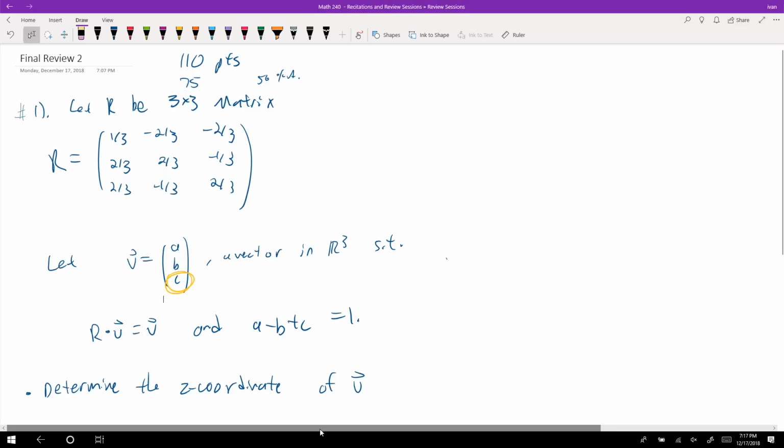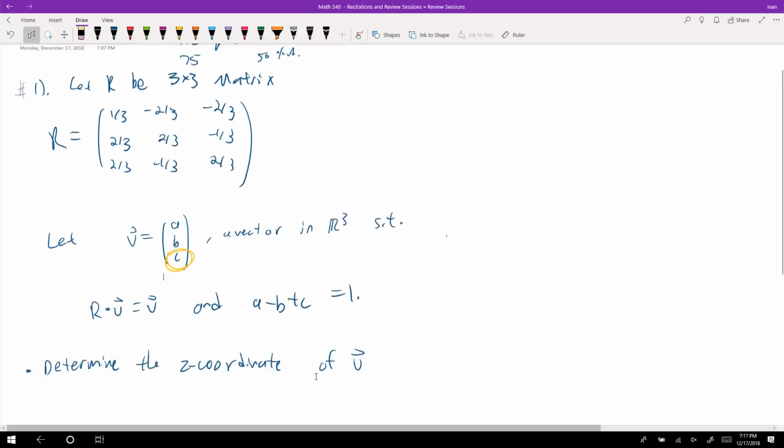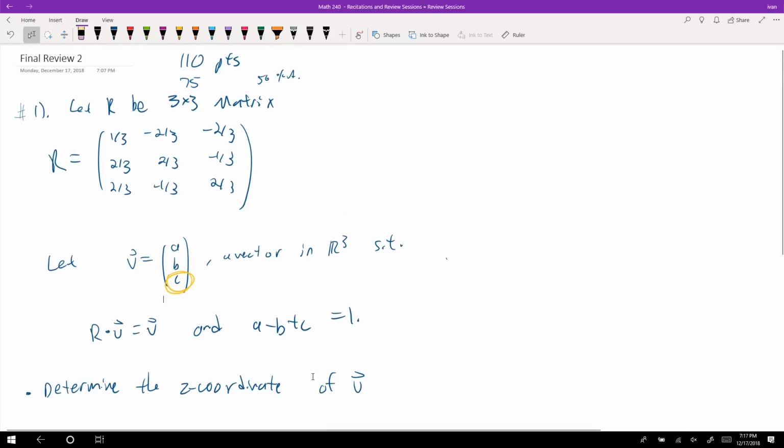But anyways, we've had enough time copying this down. So let's think about it. We have this matrix R. We need to find a vector V such that R V is equal to V and A minus B plus C is equal to 1. So how do we even start with this problem?